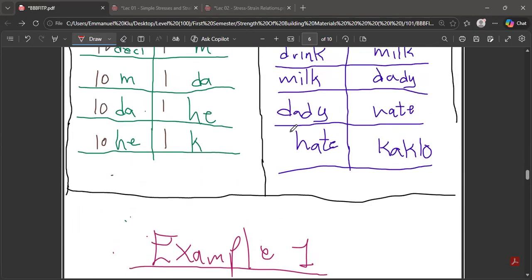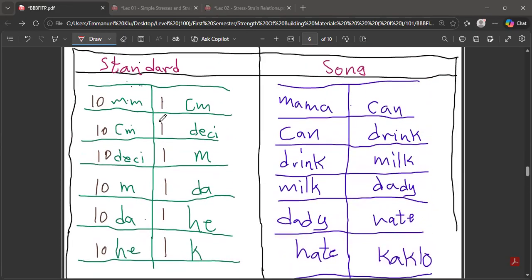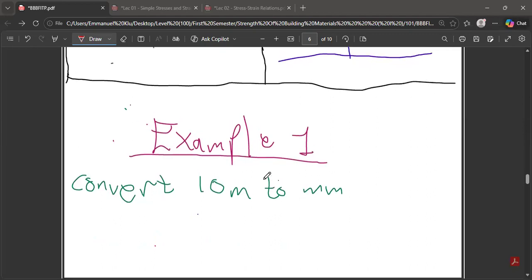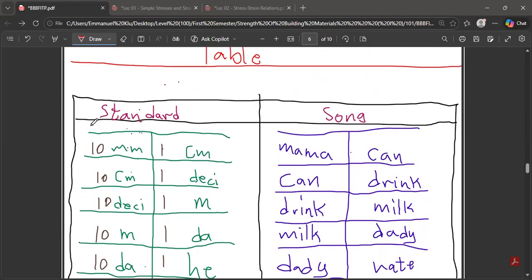Do you understand? Okay. So look, we are going to convert 10 meters to millimeters. First of all, always take note that you are supposed to put your focus at the left-hand side. So let me write over here left-hand side, and let me put over here right-hand side. It's all for a reason. I'm taking my time on this. This is the left-hand side.